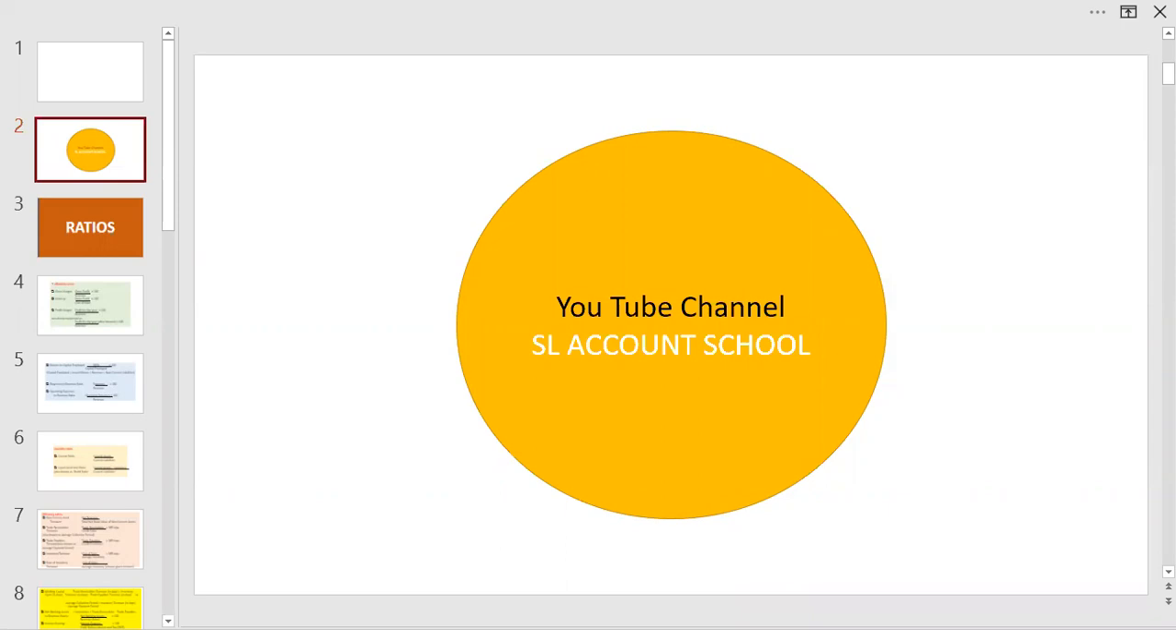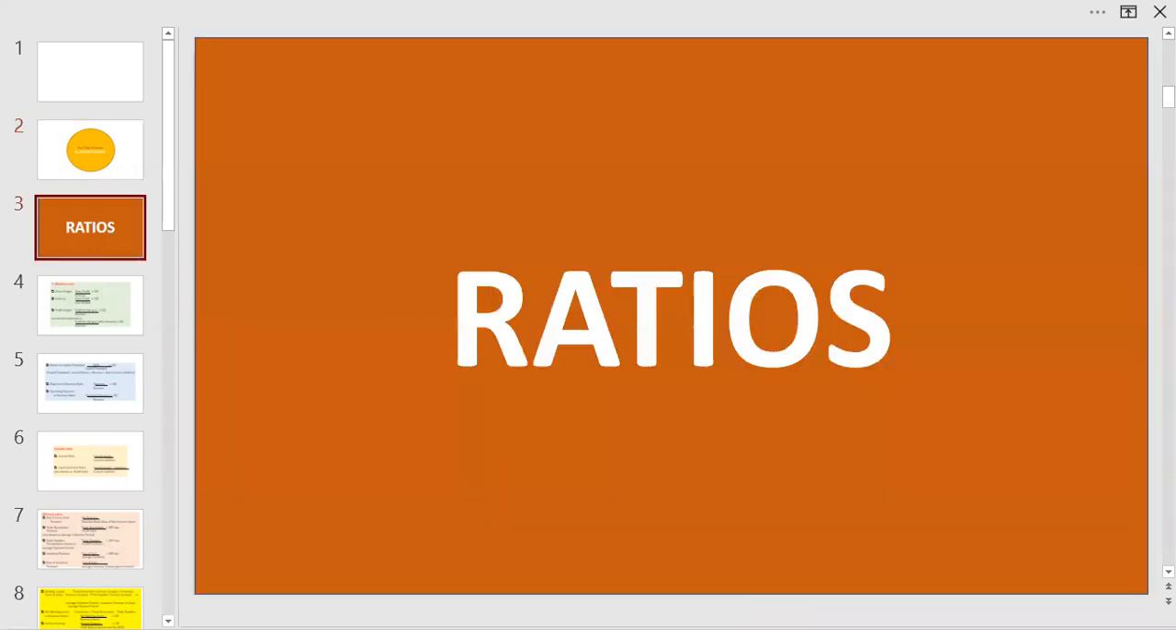And today's topic is ratios. Ratios are important indicators and useful tools to interpret financial information for the benefit of various end users. Each of these ratios will have special usefulness, but we will not be discussing them in this class.